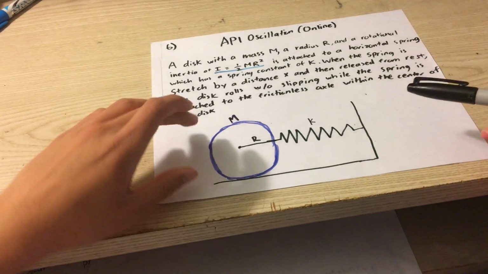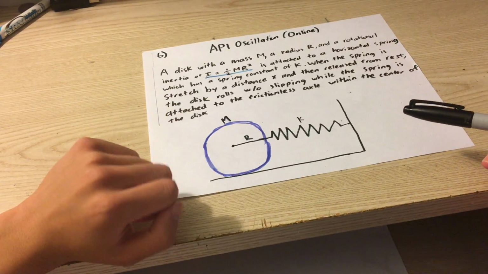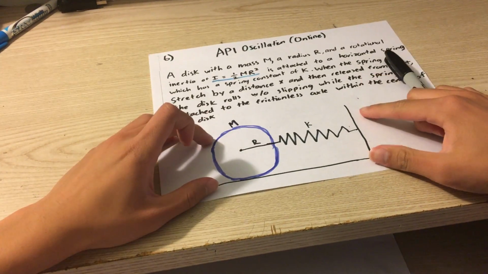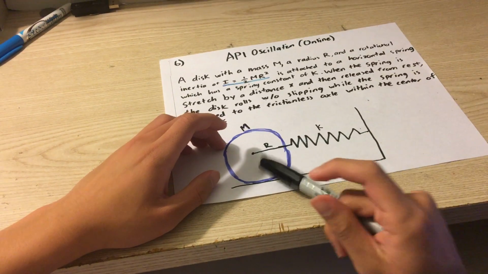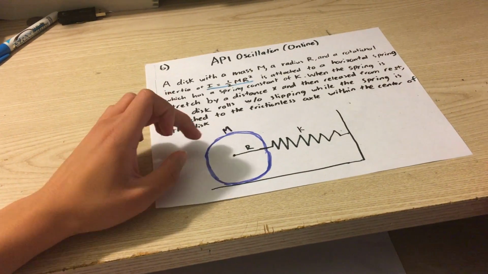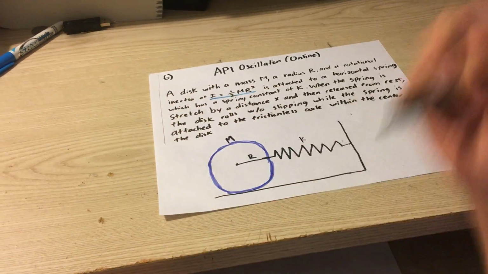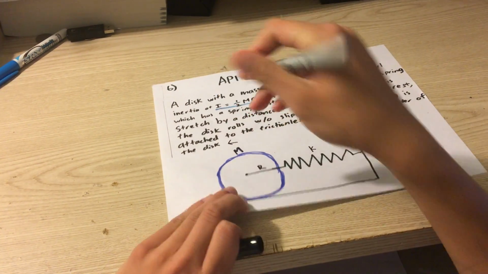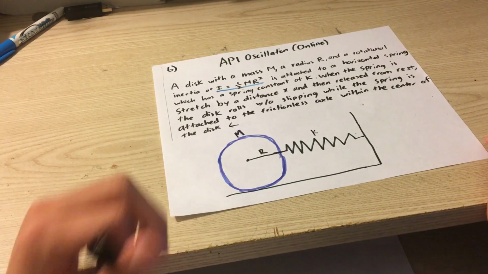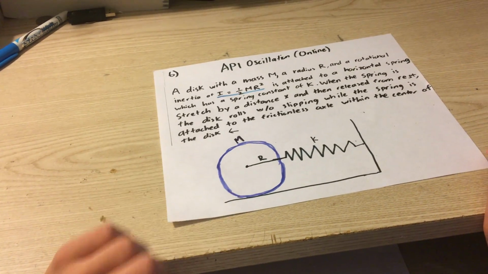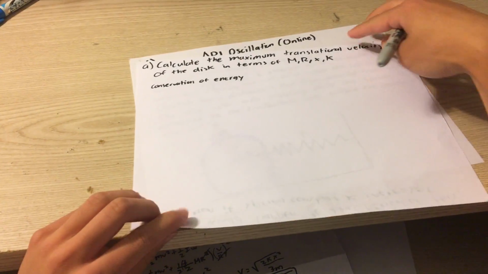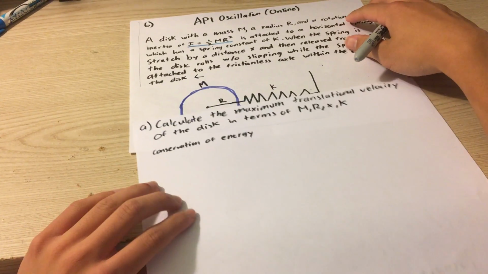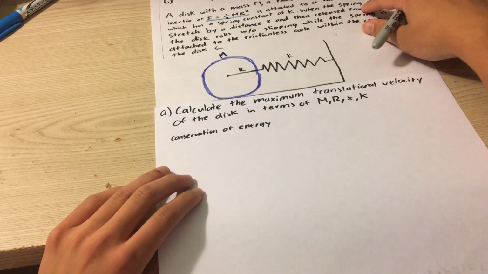So basically, when you look at the picture, you can see that it is at equilibrium, where the disc is at rest and there's no movement from the spring or the disc at all. But if you stretch the spring to the left with the disc and then release it, the disc will start rolling. So our first question is to calculate the maximum translational velocity of the disc in terms of m, r, x, and k.